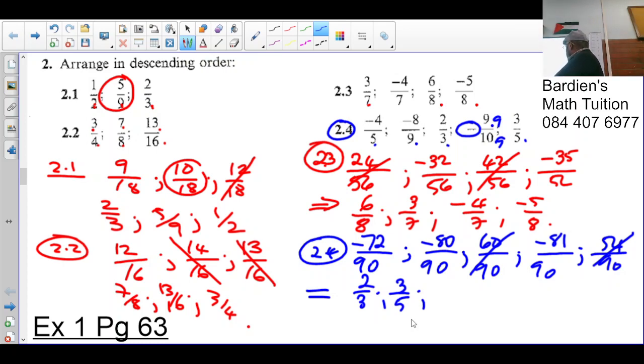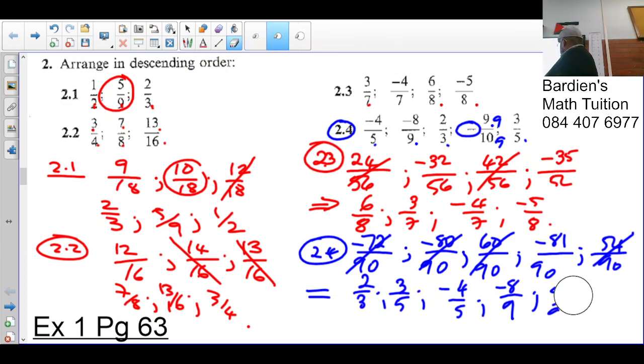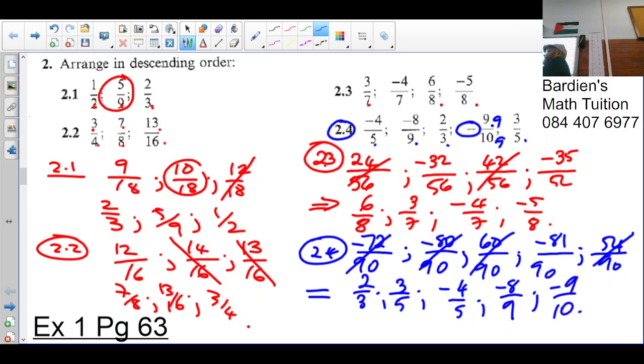Then negative 72 over 90. Negative 4 over 5, yes, absolutely. Then negative 80 over 90, negative 8 over 9. And then 81 over 90, which is negative 9 over 10. Does everybody understand? Any confusion here? No. Okay.